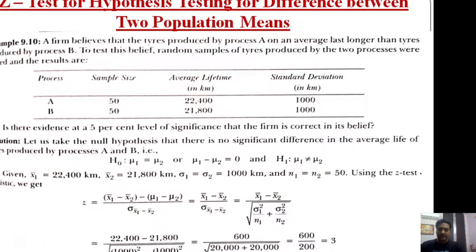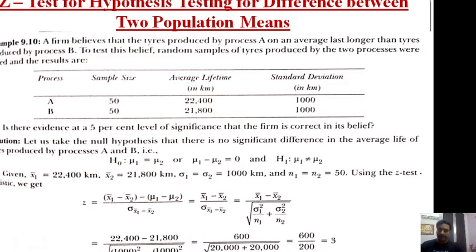So come to the first application of Z test. This is Z test for hypothesis testing for the difference between two population means. Whenever we are given two population means, in that situation also we apply Z test. Let me clear one thing: Z test means normal test, and Z is a standard normal variable. Whenever we have large samples, more than 30, then we consider it as a standard normal variate. Otherwise, if we have fewer than 30 observations, we can apply t-test in that situation.